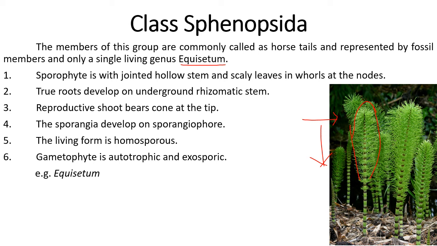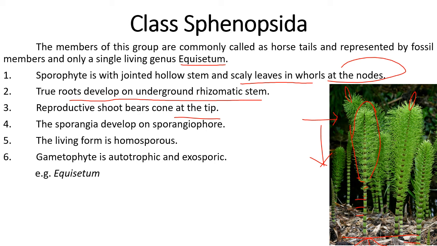Sporophyte is with jointed hollow stem and scaly leaves in folds at the nodes. So here you can see this portion is actually the node, and in between that the green portion is there. This green portion is called as the internode. So at this nodal region there is a fold of leaves. True roots develop on underground rhizomatic stem. So it will have true roots underground. A reproductive shoot bears cone at the tip. So wherever there is a reproductive shoot, at the tip you will see the cone.